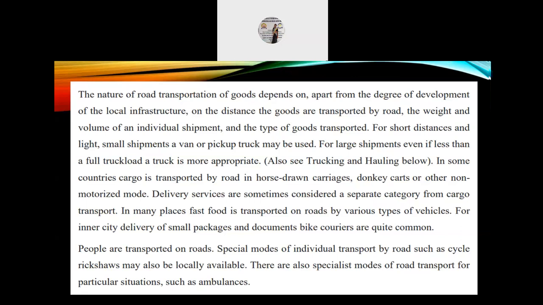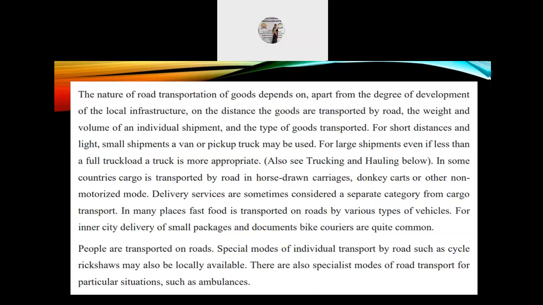In some countries, cargo is transported by road in horse-drawn carriages, donkey carts, or other non-motorized modes. Delivery services are sometimes considered a separate category from cargo transport. In many places, fast food is transported on roads by various types of vehicles. For inner-city delivery of small packages and documents, bike couriers are quite common.